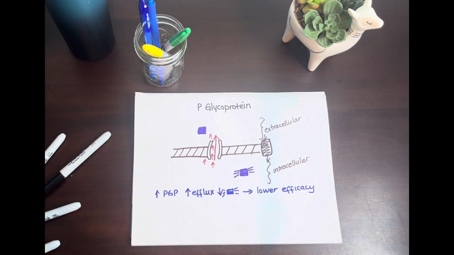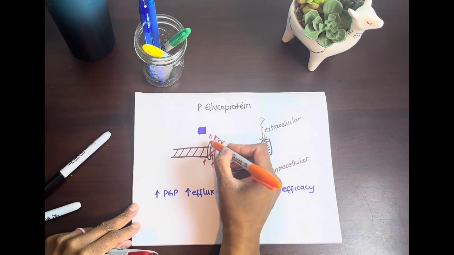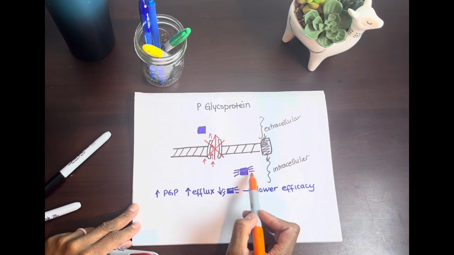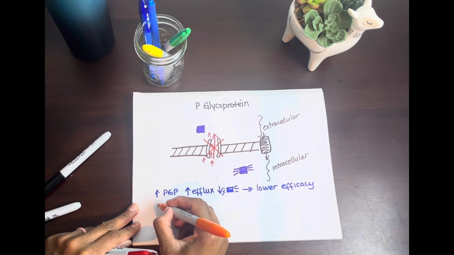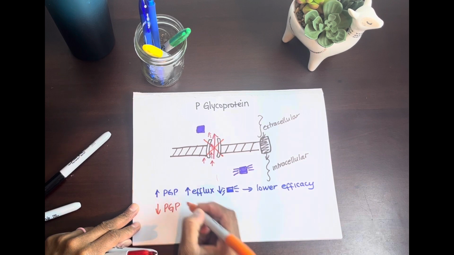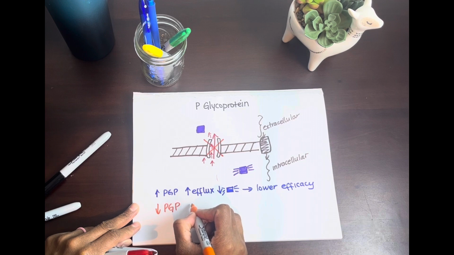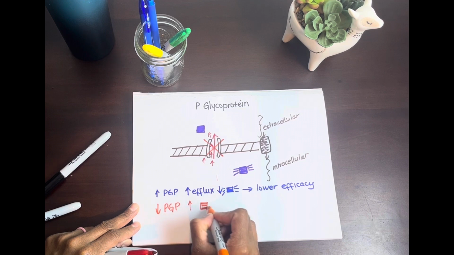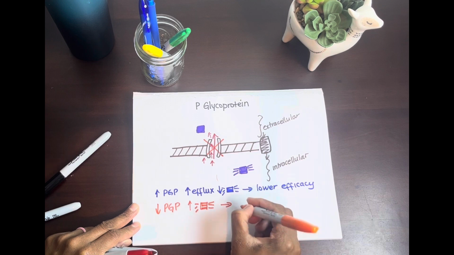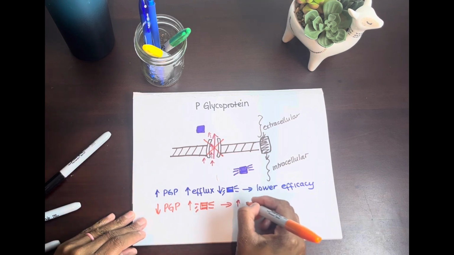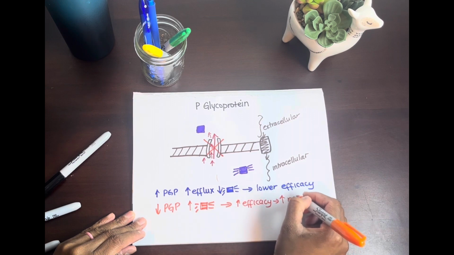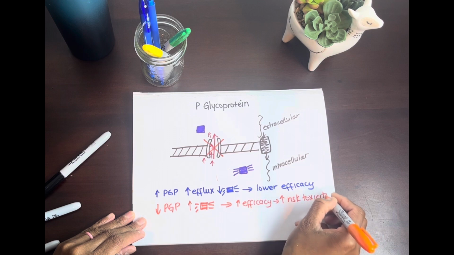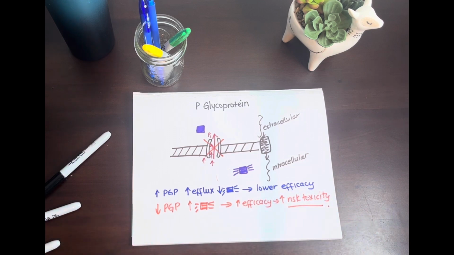Okay. Now, if we consider the opposite, if we inhibit the PGP pump, we're keeping more of the active drug inside the cell where it can carry out its effect. So if we inhibit PGP activity, we keep more active drug. We're going to increase active drug. And so more active drug means essentially higher efficacy, but also an increased risk of toxicity, which is the real concern, an increased risk of toxicity.